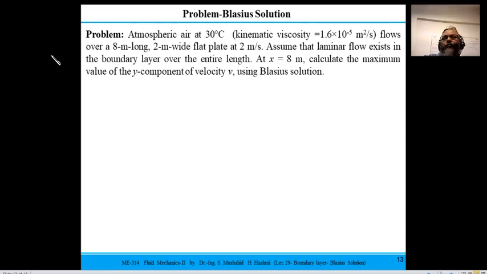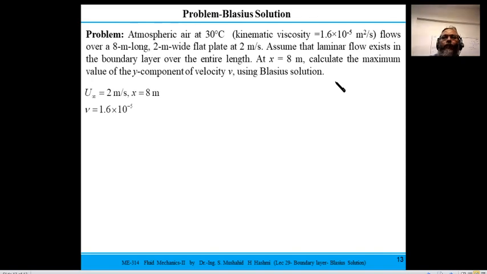So the air is moving over a flat plate which is 8 meter long, 2 meter wide, and the free stream velocity is 2 meter per second. So assuming that laminar flow exists in the boundary layer over the entire length, and at x equal to 8 meter along the length, calculate the y component of the velocity using the Blasius solution.